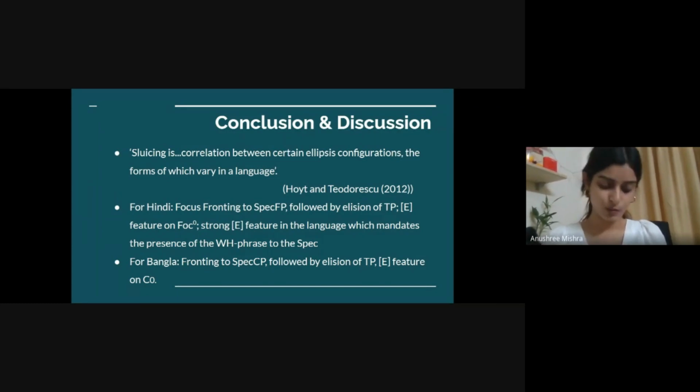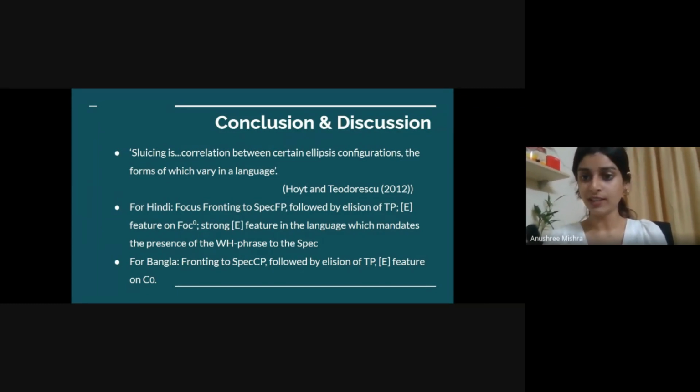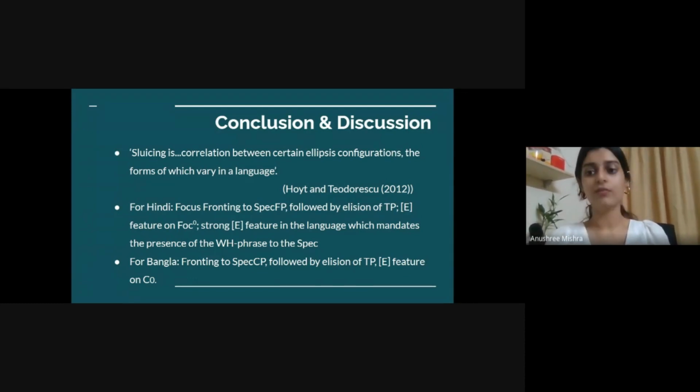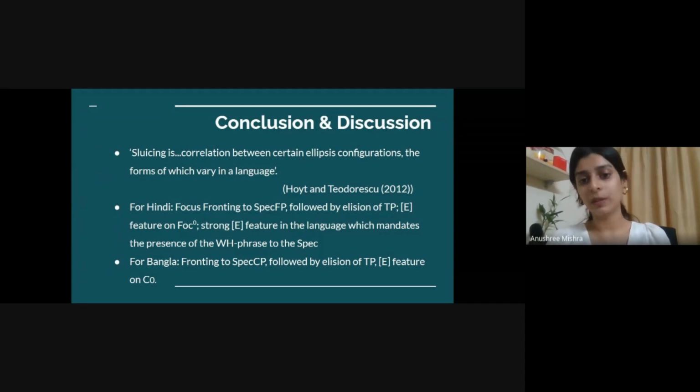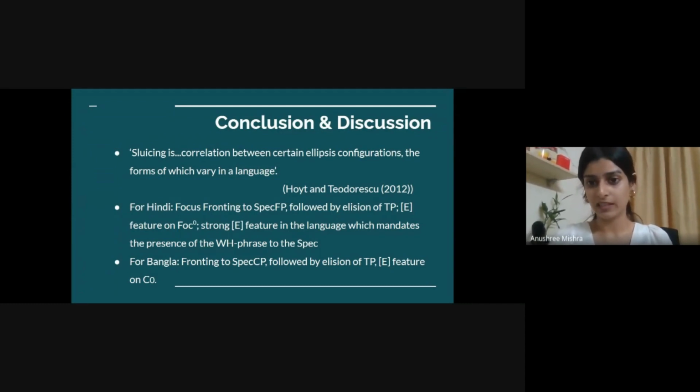This thought has been echoed by numerous scholars, in fact, and all of them have arrived at the same conclusion that sluicing doesn't refer to a single syntactic structure, but to a correlation between certain ellipsis configurations, the forms of which vary in a language. My paper builds upon a similar line of thought, entailing the possibility that the source of the sluice differs cross linguistically and even among members of the same language family.